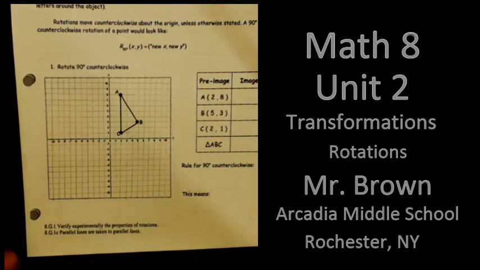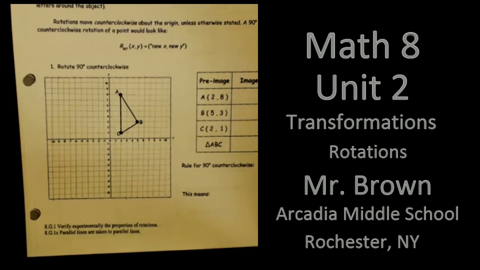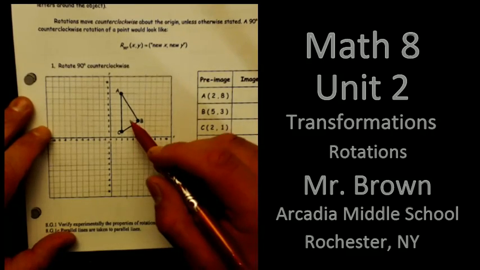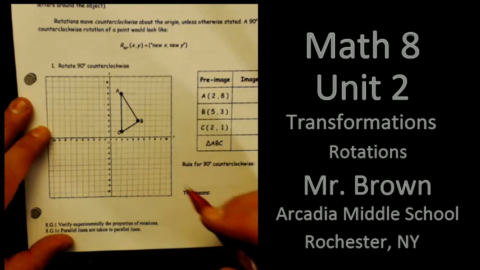Today we're talking about rotations, and what I want to let you know is that rotations are twists. So you twist this triangle around the origin in this case. So how do you rotate?